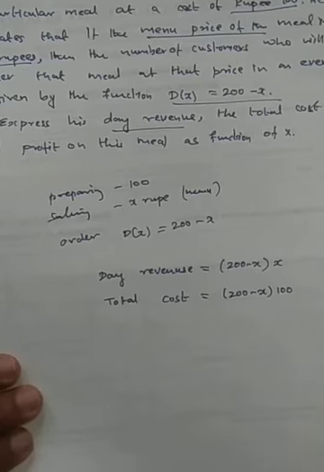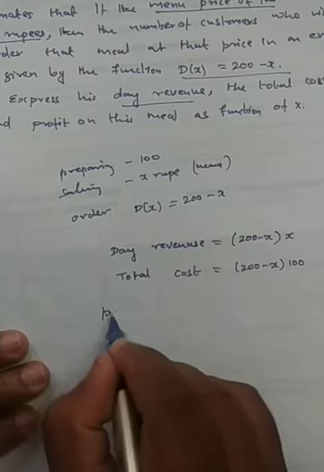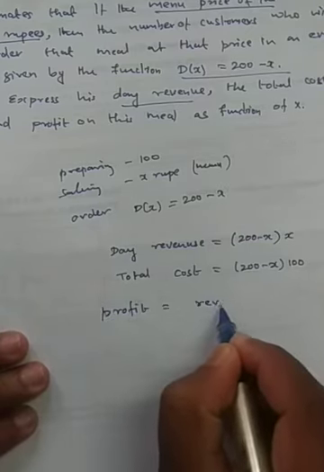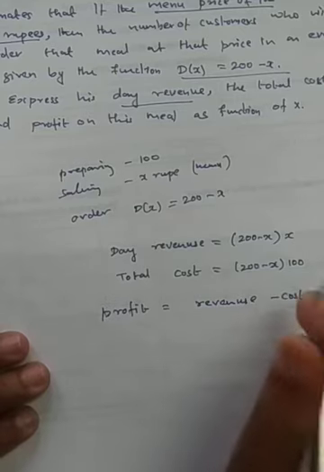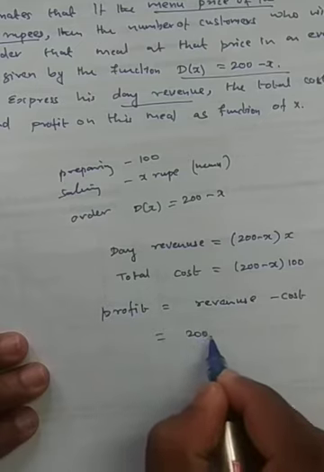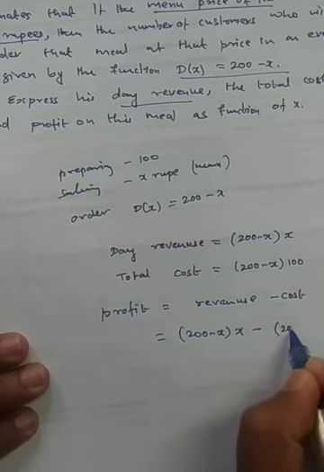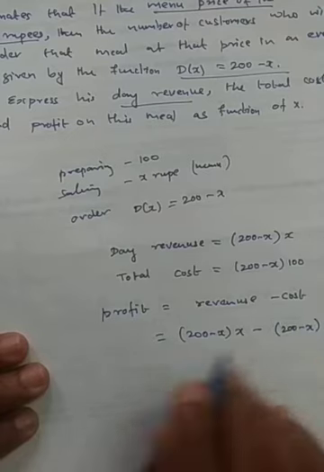The next one, we are going to find the profit. Profit is nothing but what? Revenue minus cost. That is how much we are getting, how much we spent. So that means here 200 minus x into x minus 200 minus x into 100 will come. That is the thing that we can stop at.